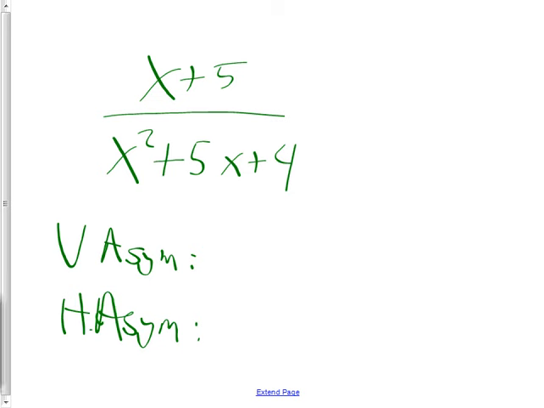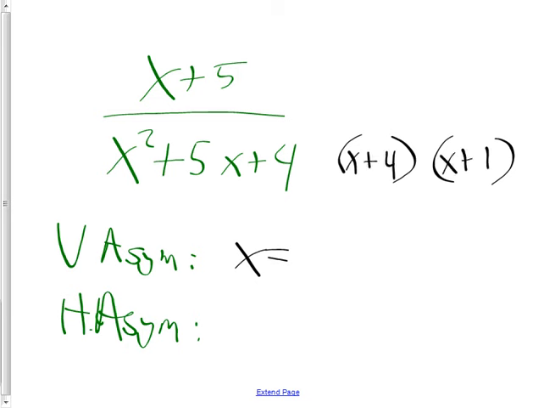Okay, remember to keep them straight. The verticals are the verticals. It has an x equals. So what's the x equals thing? You need to factor it to figure that out. Hopefully you got that factored pretty quick. x plus 4, x plus 1. So my two things that would crash this function are negative 4 and negative 1. And that makes them asymptotes. x equals negative 4 and x equals negative 1.